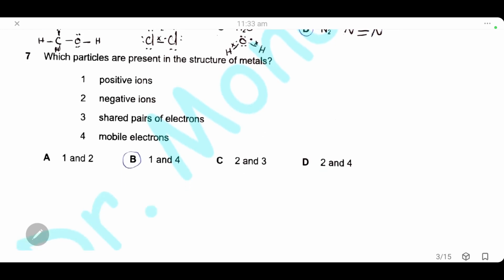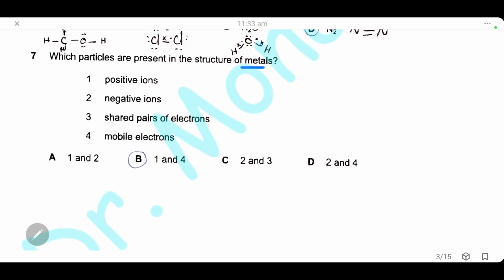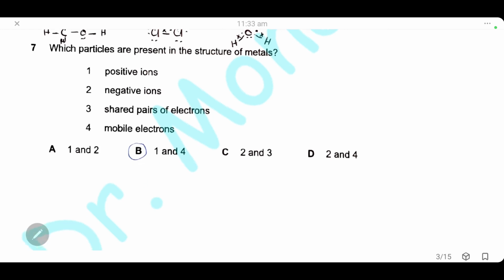Question 7. Which particles are present in the structure of metal? We know that the structure of metal is positive ions regularly arranged and surrounded by a sea of delocalized or mobile electrons. So here we have positive ions, negative ions, shared pairs of electrons, and mobile electrons. We will choose only 1 and 4, positive ions surrounded by mobile electrons, and the answer will be B, 1 and 4.